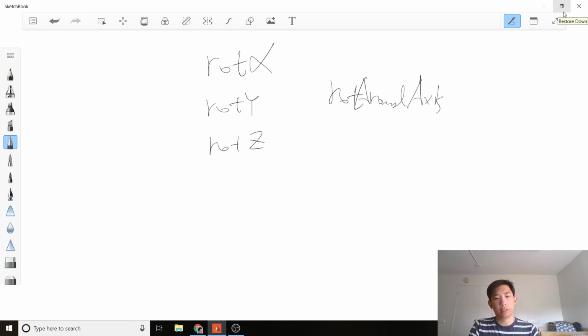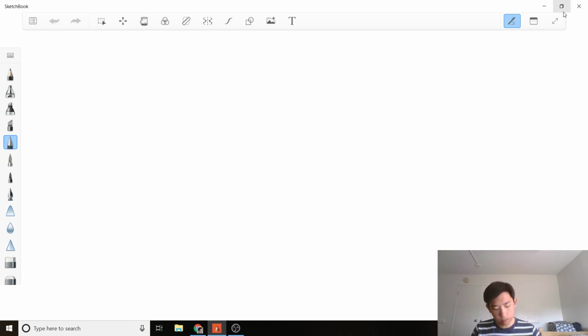Well, today what I'm going to talk about is, in my opinion, a more powerful and more compact representation of 3D rotations. It's called a quaternion. So, more specifically, we're going to be talking about unit quaternions. So, quaternions.